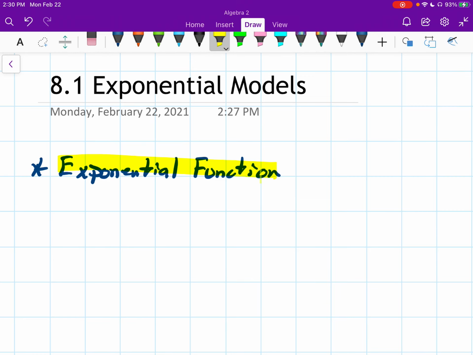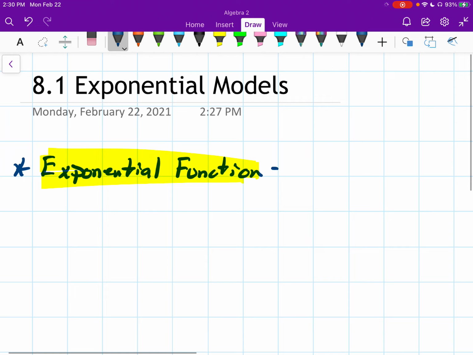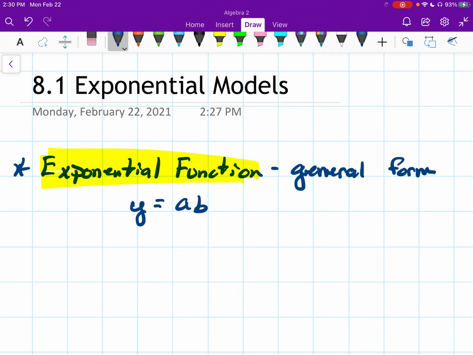So an exponential function, what is it? It's a function of the general form. The general form is y equals ab to the x, where the x is in the exponent. In this, a is not equal to 0, b is bigger than 0, and b is not equal to 1.